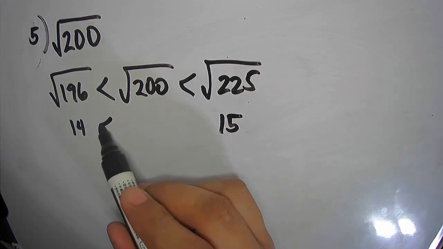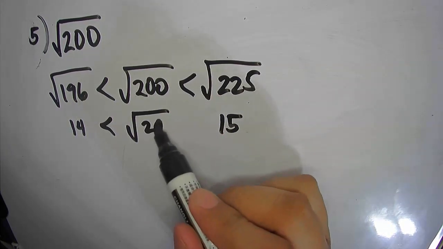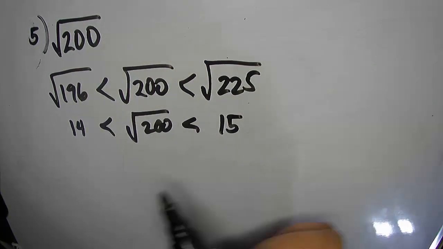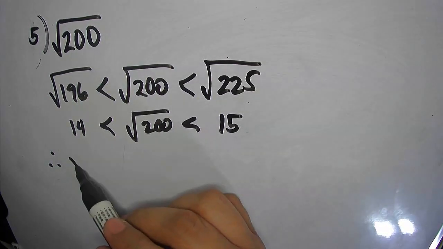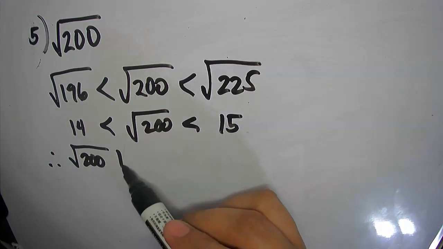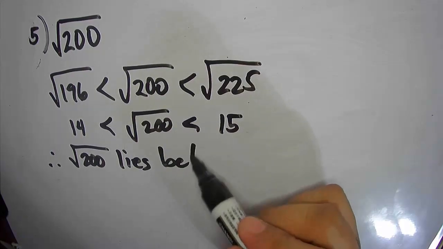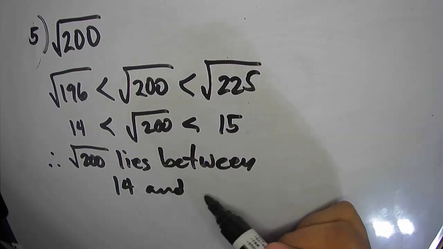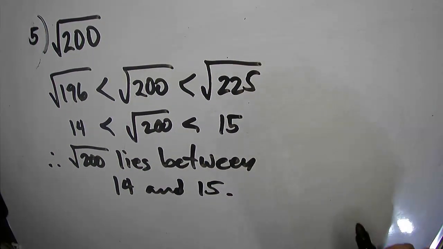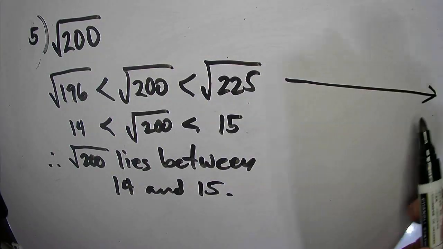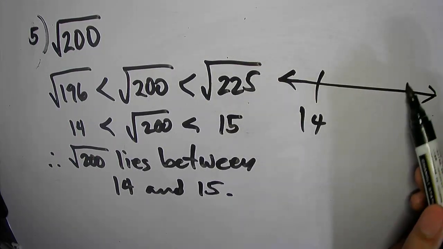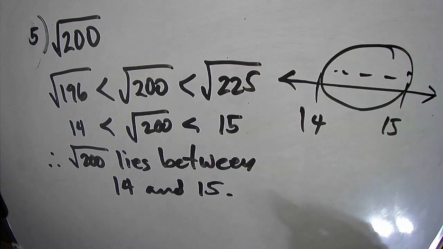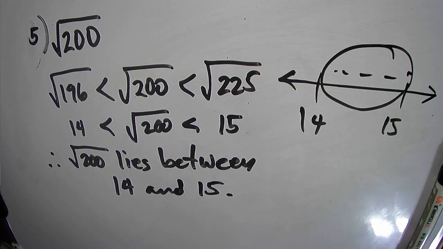Okay? So, eto na yun. Square root of 200 is greater than 14 but less than 15. And for our conclusion, square root of 200 lies between 14 and 15. Okay? So, again, with respect to our number line, nasa pagitan niya ng 14 and 15. So, andito lang. Okay? Ayan, you may, again, check using your calculator.